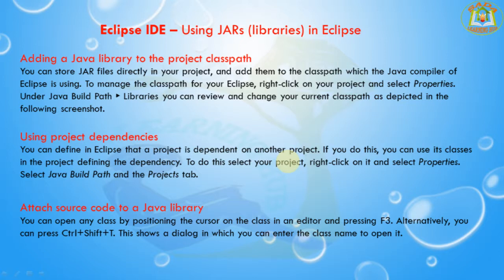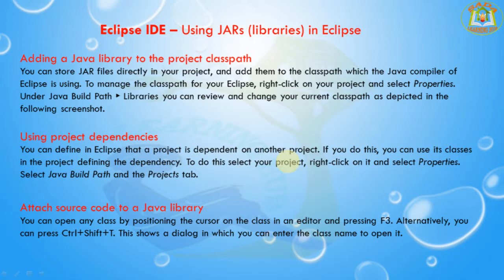Today's session we are going to learn how to use jars or libraries in Eclipse. Now I am going to discuss adding Java libraries to a project class path. For the class path in Eclipse, right click on your project name and select Properties. Under Java Build Path, Libraries, you can review and change your current class path.